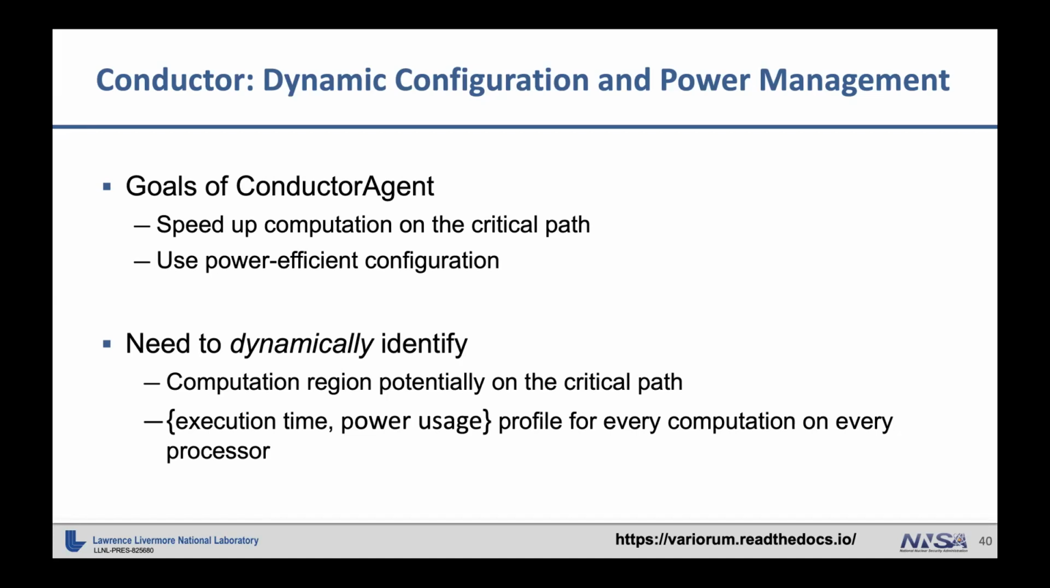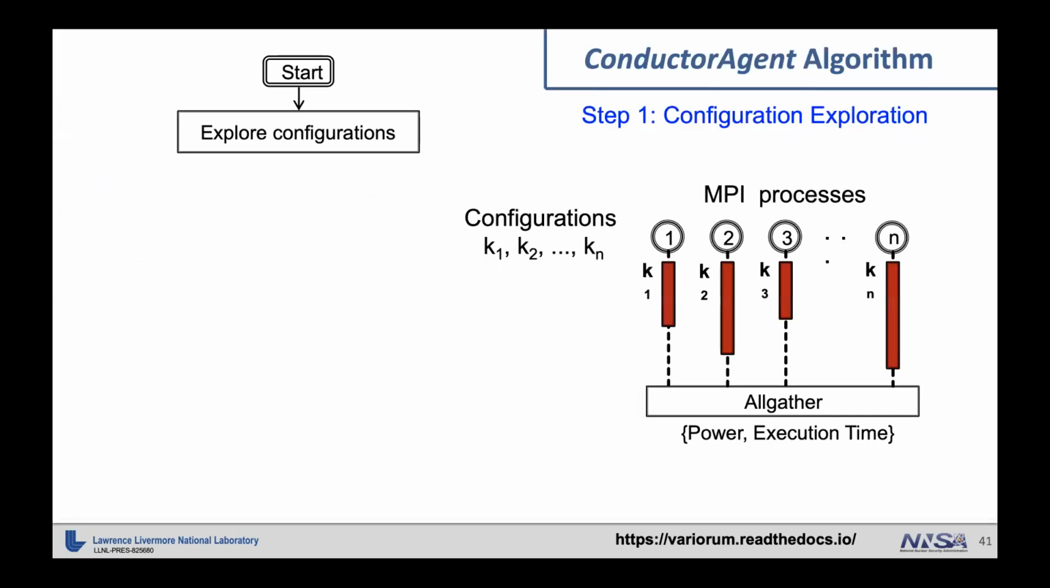To realize these goals, we needed to dynamically identify two aspects of the application. First, the computation region that is on the critical path versus computation that is off the critical path. And second, the power and performance profiles of each computation for each task. So here is the Conductor algorithm.